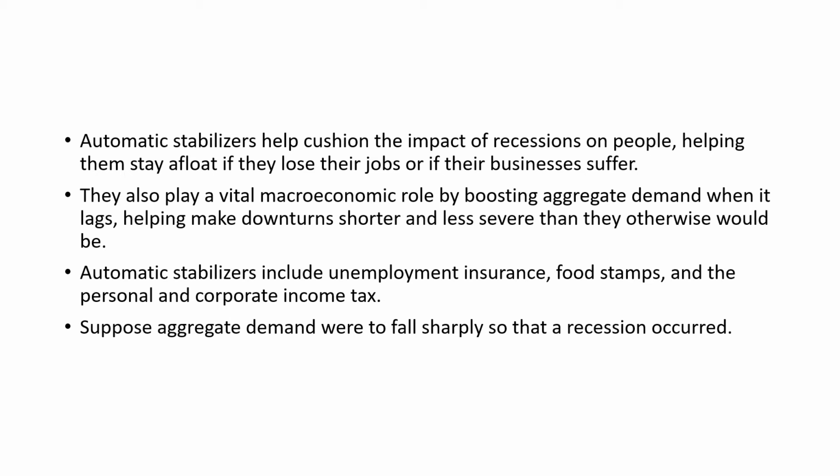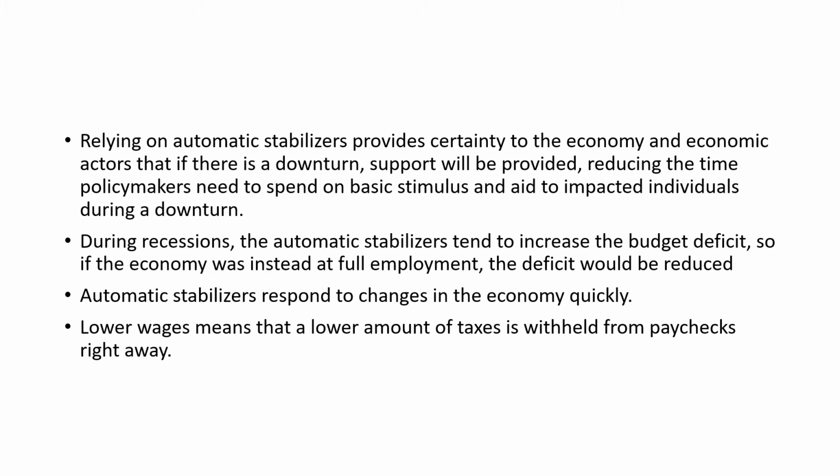Automatic stabilizers would include, as we have already said, unemployment insurance, food stamps, etc. Suppose aggregate demand were to fall sharply so that a recession has occurred. Relying on automatic stabilizers would provide certainty to the economy and economic actors that if there is a downturn, support would be provided by the government, reducing the time policymakers need to spend on basic stimulus and aid to impacted individuals during a downturn.